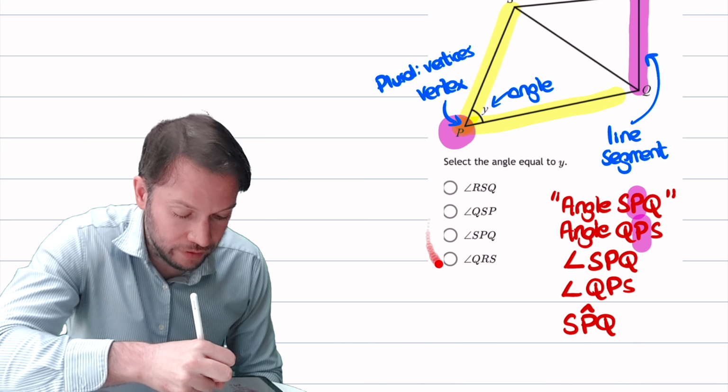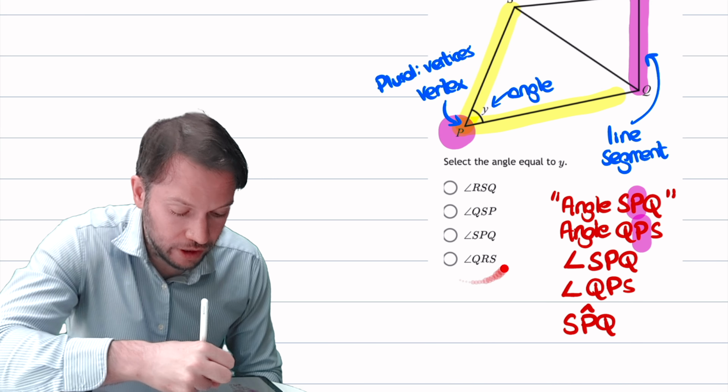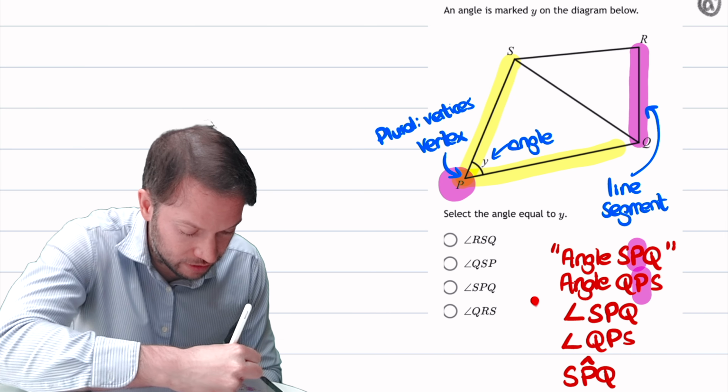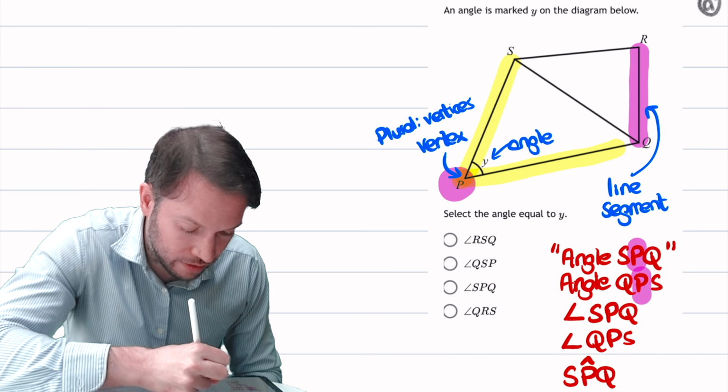Now, these options have used that second way, and you can see what's the actual answer here, this angle Y. Well, it's this one, isn't it? You can see that matches to this one, so that is the final answer.